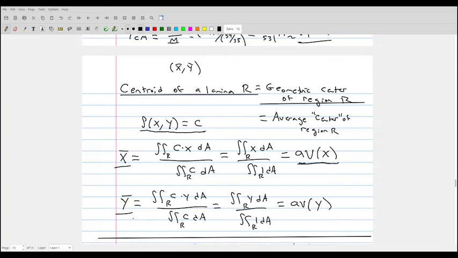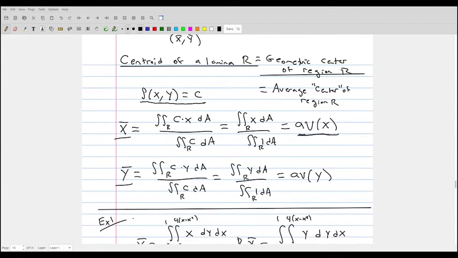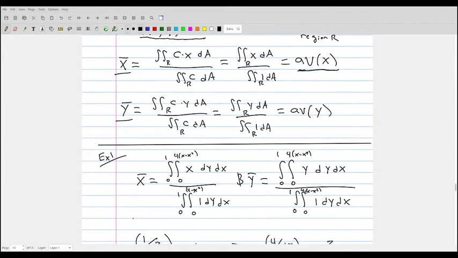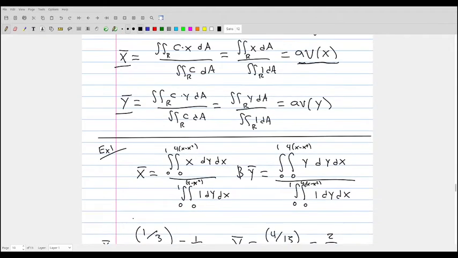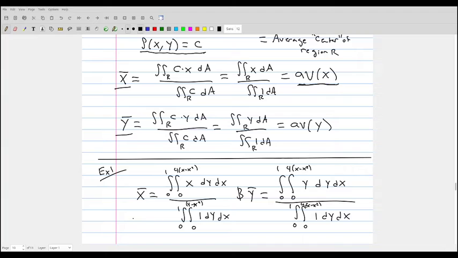And so when we do this calculation, we use these formulas for our region, our example. We get that the geometric center, or centroid, of our region is given exactly by the double integral, with the bounds that we found before, of the function x over the double integral of the function 1. And y bar is the double integral of the function y over the double integral of the function 1.